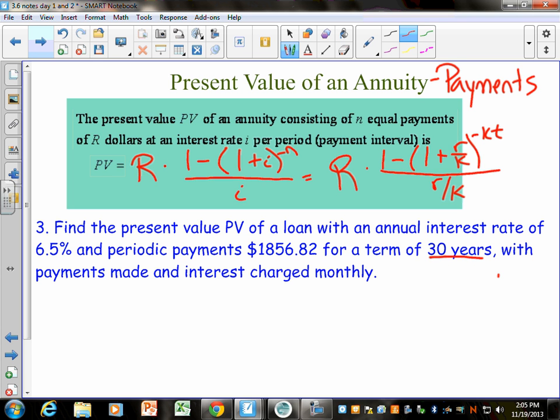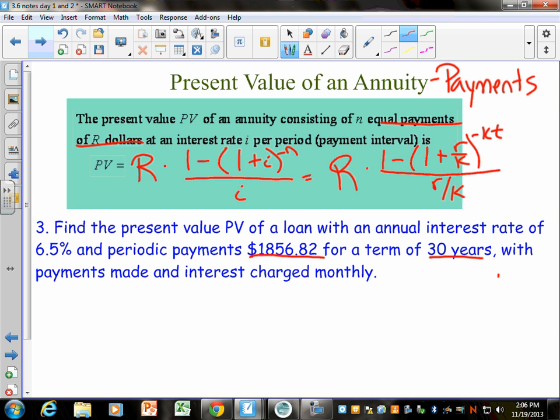What did you say? I know I missed this, but I just want to make sure. What is the R in this one? R, in this one, is the equal payments of R dollars. So in the last problem, R was how much we were investing each month. In this problem, R is going to be our payment each month. This R is always your interest rate. This K is always the number of times per year, and T is always the number of years, and that is in our notes from yesterday.